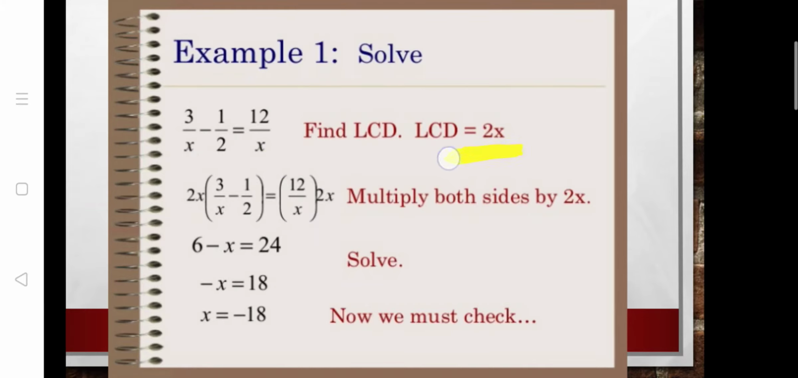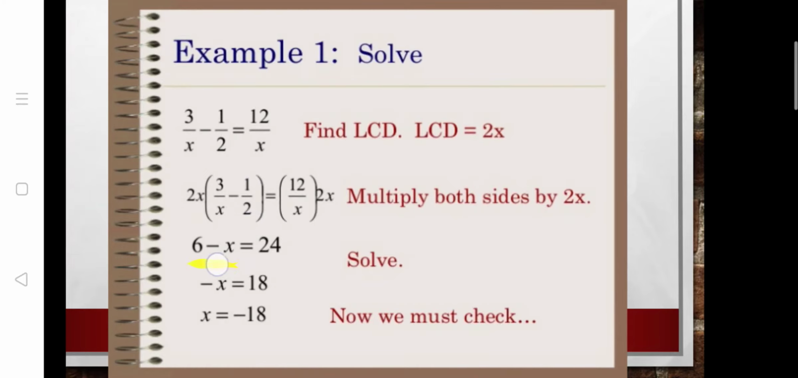Okay, so as you can see on the left side of the equation, we have two terms here. Therefore, we have to distribute the LCD to each term. So 2x times 3 is 6x. So 6x divided by x is 6. Then 2x times 1 is 2x. So 2x divided by 2 is x. That's why here we have 6 minus x.